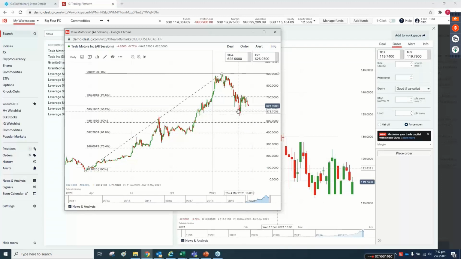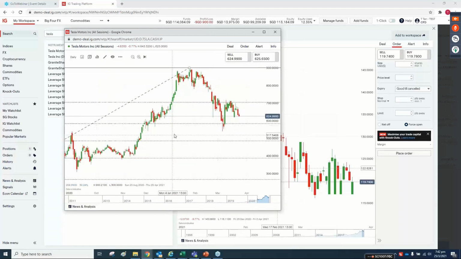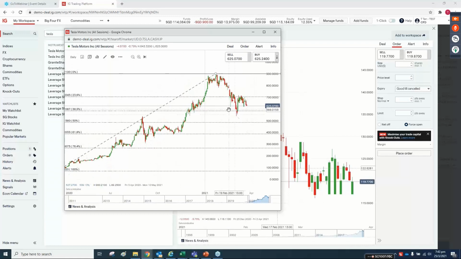It has a false breakout before it bounced. All right, this is your false breakout. Okay, this is your 38.2. Let me just, 38.2 is here. It has a false breakout before it comes back up.